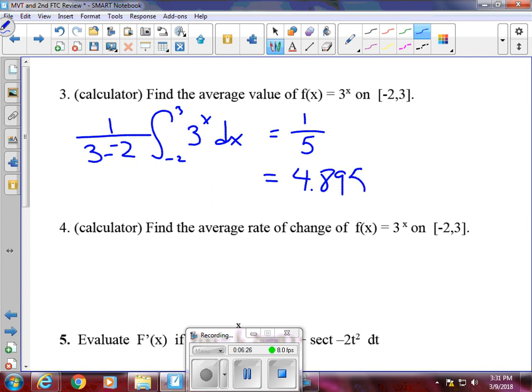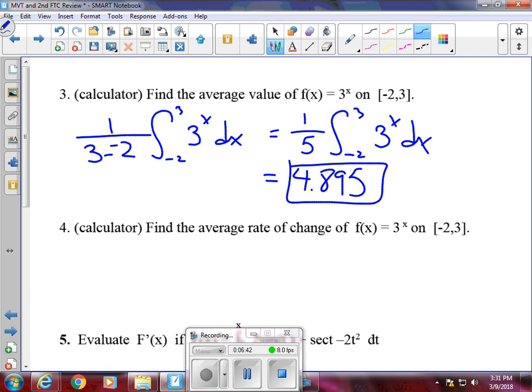Always round to 3 places after the decimal. So that would be our answer for that one. Now, average rate of change of this function. We're just going to use the slope formula.